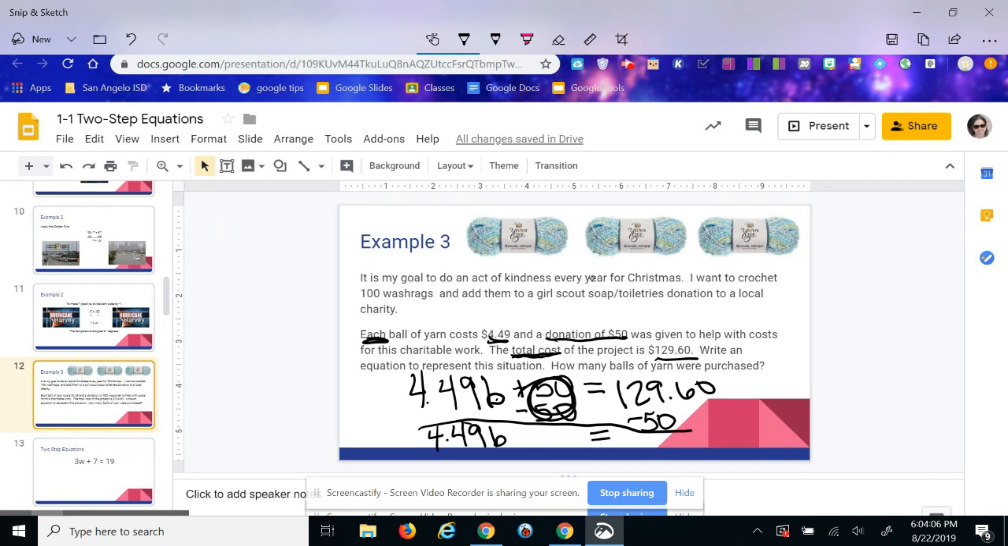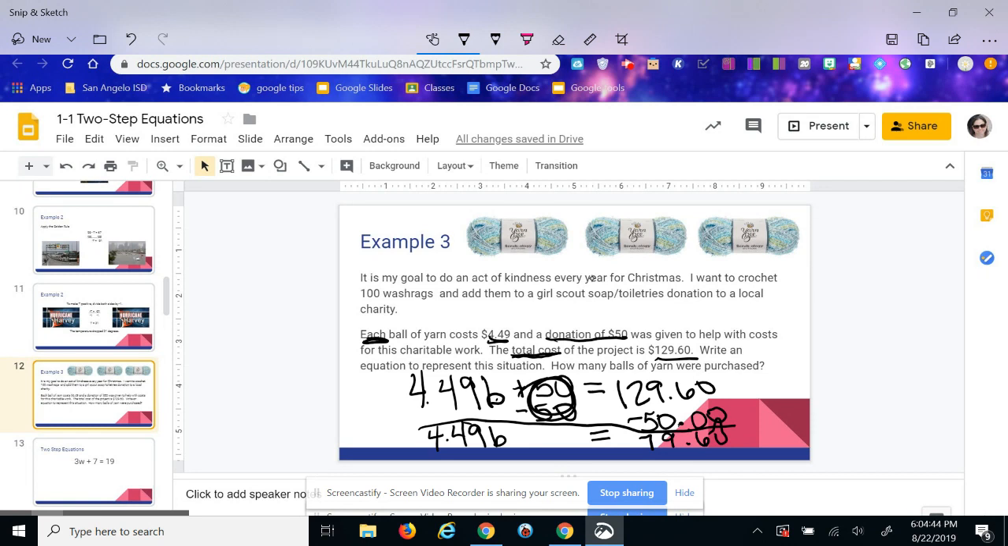$129.60 minus 50. Now you notice how I wrote this minus 50? I didn't write it over here because there's that decimal, right? And I have to keep things in their place value. So 50 is really 50.00. So I wrote it over here to keep my decimal in line. All right, so if I subtract these, I get 60 cents. 9 minus 0 is 9. And then 12 minus 5 is 7, so 79.60.